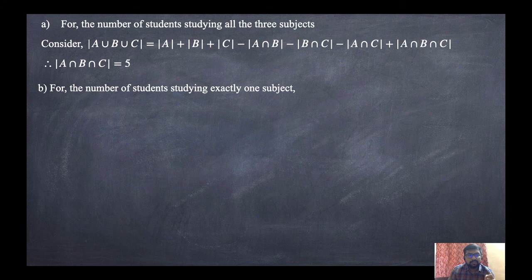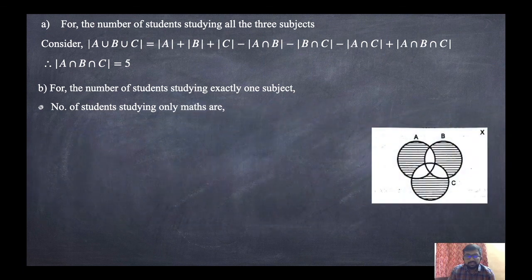Now second, for the number of students studying exactly one subject. Okay. Now the number of students studying only maths. We will just calculate all three, that means only maths, only physics, and only biology. So this will be the figure, like studying exactly one subject. So here just see this shaded part. Here this portion indicates studying only maths. This portion indicates only physics, and this only biology.